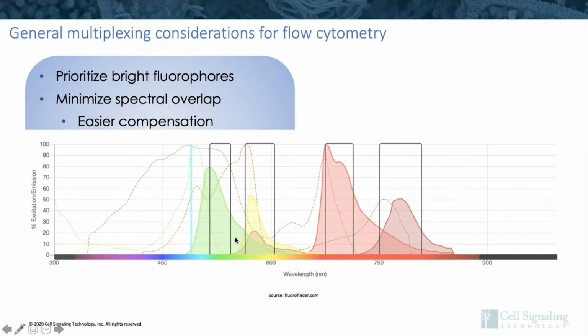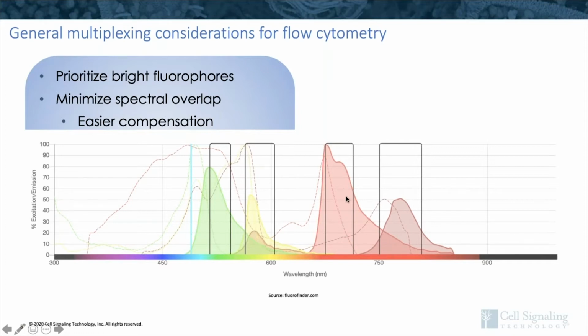So looking at this first one in green, this is the emission peak for FITC. In yellow, we've got PE. In the lighter red, we've got one of our tandems, PerCP-Cy5.5, and in the darker red is another tandem, PE-Cy7. So you can see that in this FITC detector, we should be getting a pretty clean signal because we're only really seeing that emission peak from FITC in this channel.